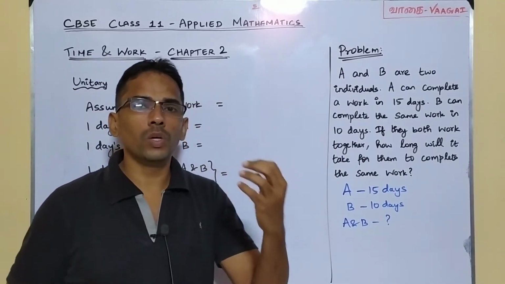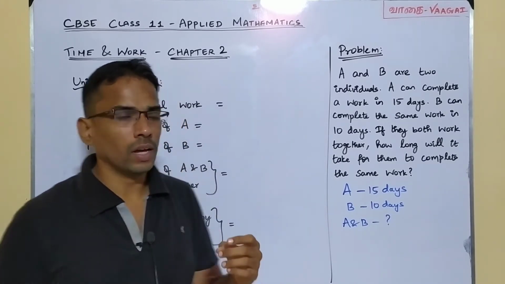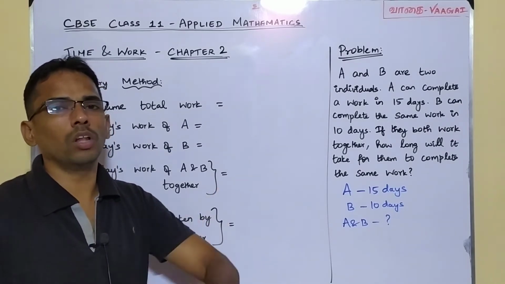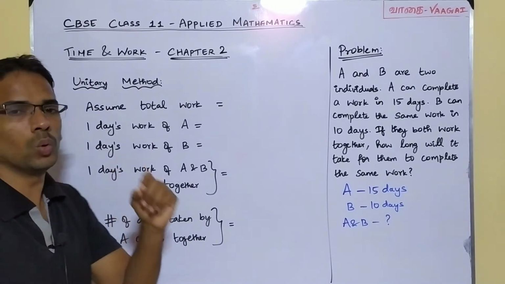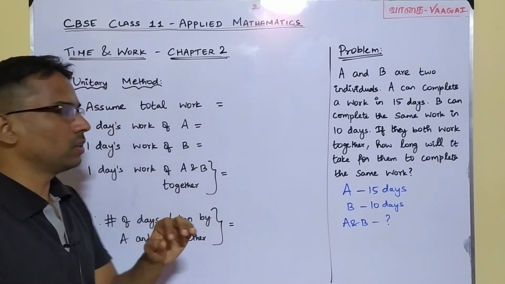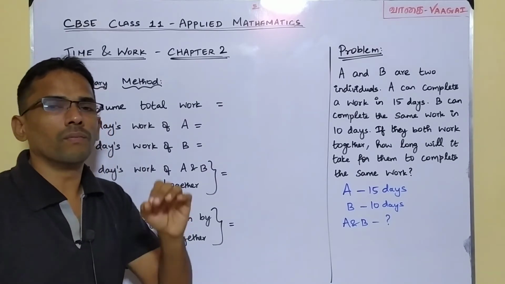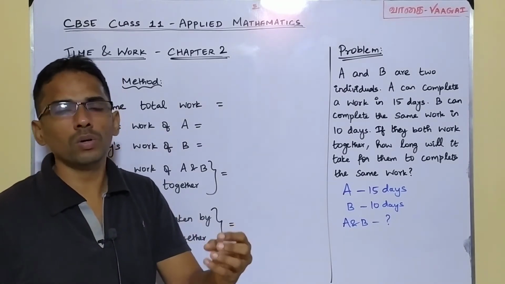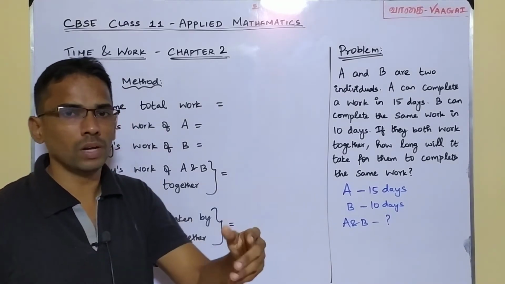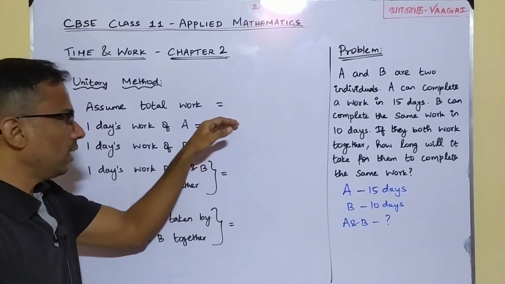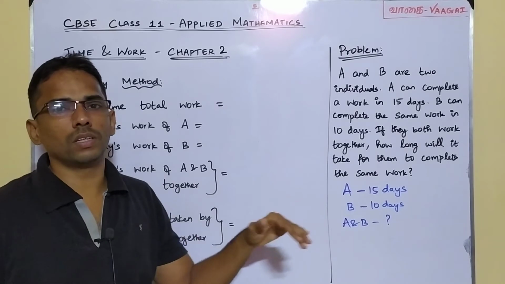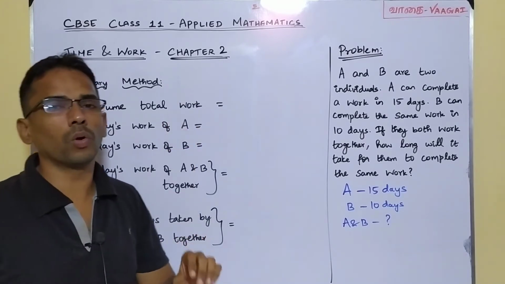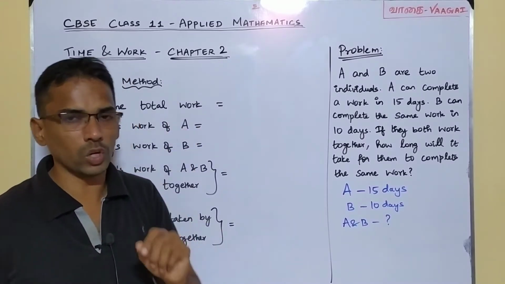Like in the fraction method, we used all fractions in order to solve it. Here, without fractions, we are going to use units to solve this problem, and that's the reason this is named the unitary method. And in the first step itself, what we are going to do is assume this total work. This total work is equal to some units. In that way, we are going to assume, and we start there. From there, everything will come in the following steps. And this pattern is what we are going to follow here in this unitary method. Let's see how it is going to work here now.